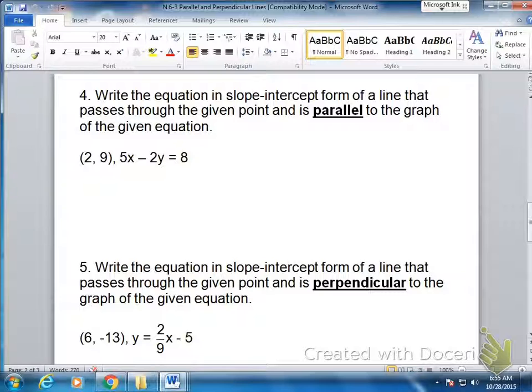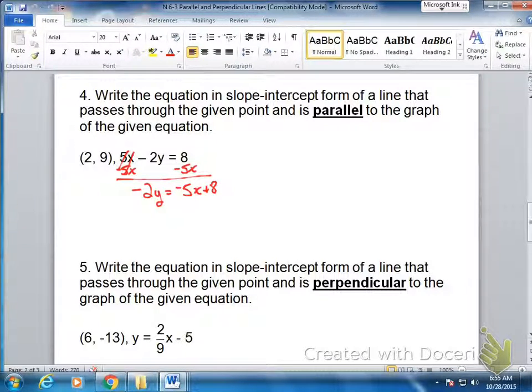So if we can find that slope, we can use the point they give us, and we can plug it into the equations we've been using to find out what our actual equation is. So step 1 on this one, you're going to need to solve for y. So I'm going to take the 5x and I'm going to subtract it from both sides. That cancels out my x's, leaves me negative 2y equals negative 5x plus 8.